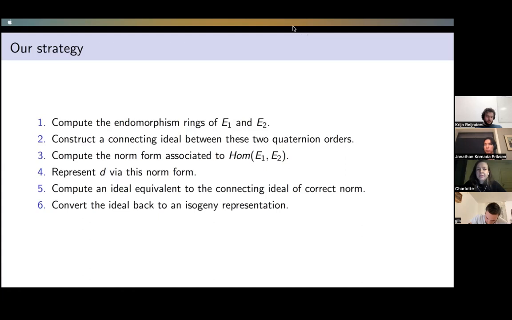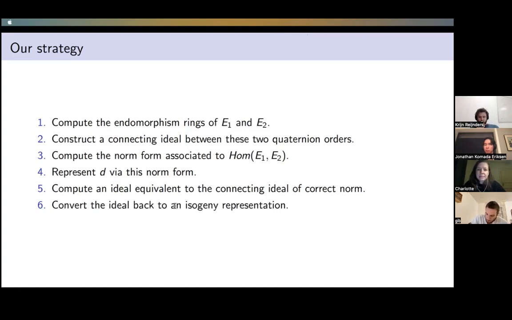We compute the norm form associated to the Hom set, and then we try to find an integer representing D, an element representing D in this ideal, by solving this norm equation. Then we compute an ideal equivalent to the connecting ideal and of the correct norm that we want, and convert the ideal back to an isogeny.